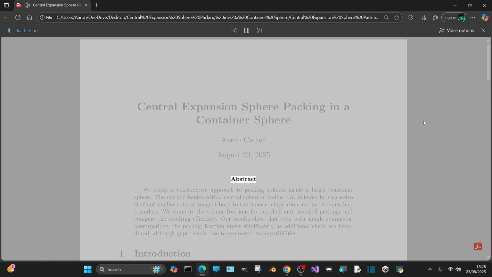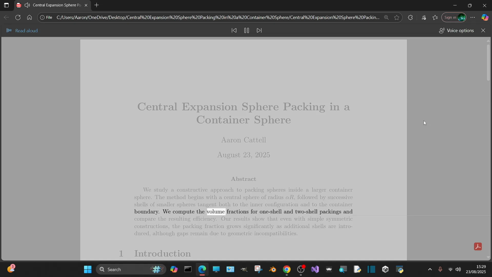Abstract. We study a constructive approach to packing spheres inside a larger container sphere. The method begins with a central sphere of radius r, followed by successive shells of smaller spheres tangent both to the inner configuration and to the container boundary.